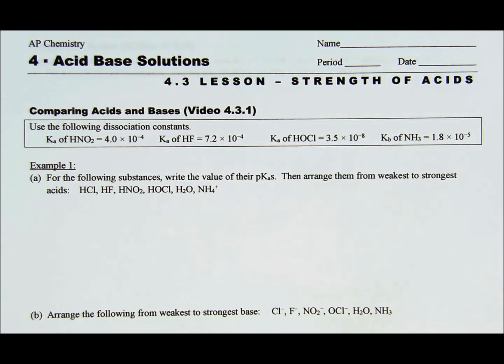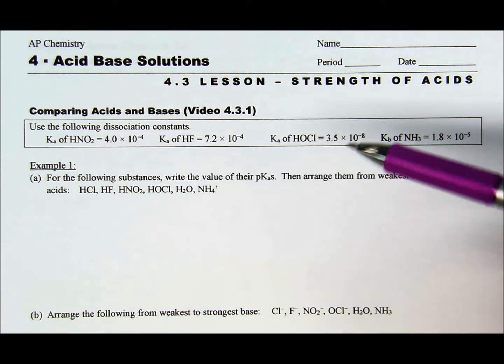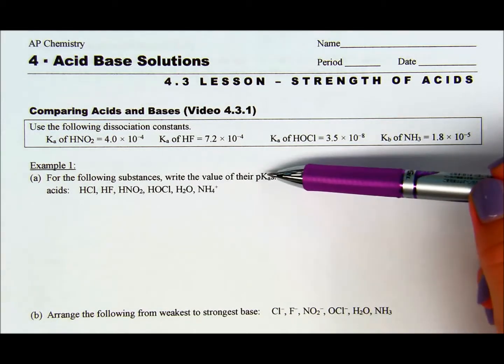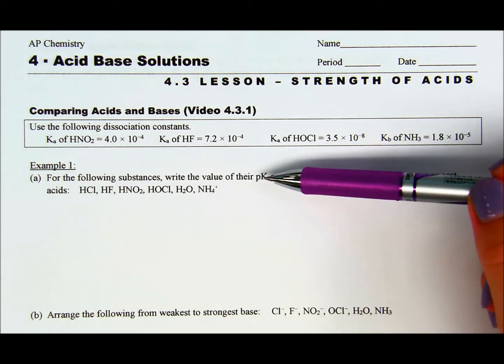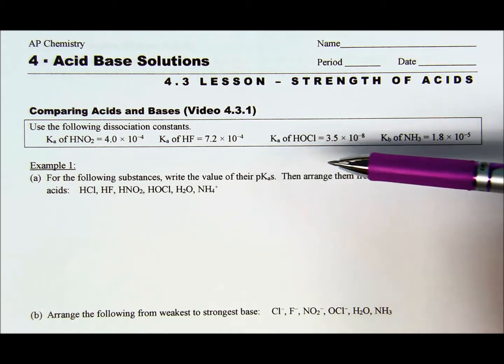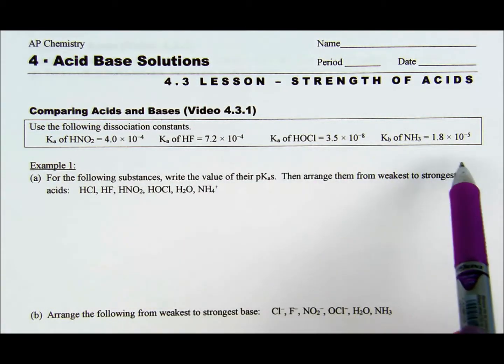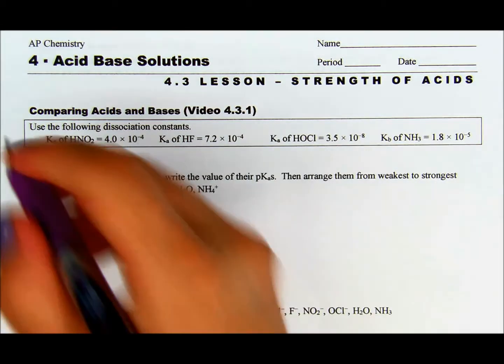We're going to start off example 1 by, with the following substances, writing the values of their pKa's. And remember, pKa is just the negative log of Ka. And then we're going to arrange them from weakest to strongest. So we're given the Ka's, 4 Ka's up there. We do need to add a couple more.